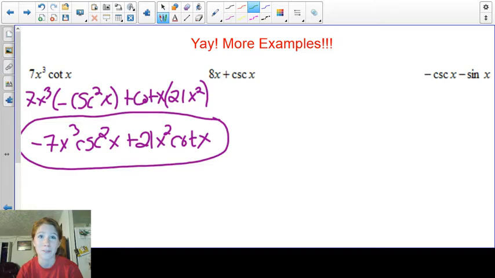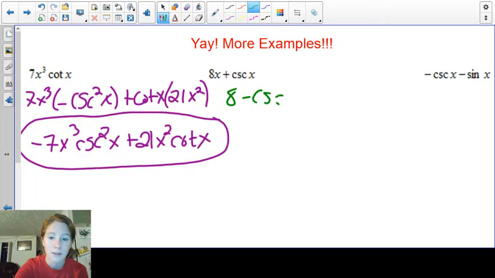This next one, I don't need any of my rules. I can just take the derivative of the stuff. So the derivative of 8x is 8. The derivative of cosecant is cosecant cotangent. But it's negative, so it's negative cosecant x cotangent x.